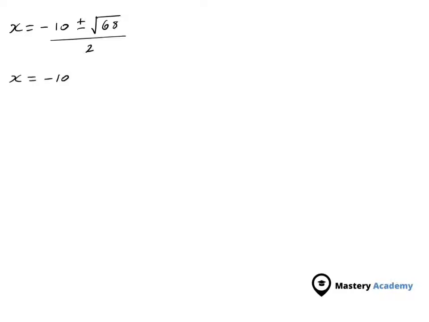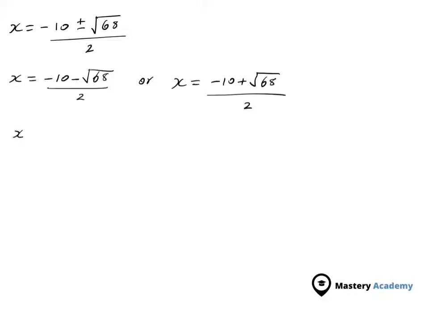Let's start with the minus 1. So you just separate this plus or minus. You start with the minus square root of 68 over 2, or x is equals to minus 10. And then I will go for the plus 1, plus square root of 68, and then divide by 2. And then now you put these in your calculator.